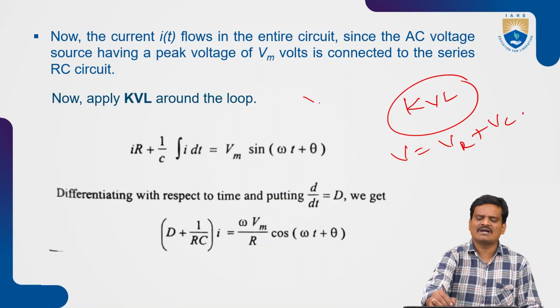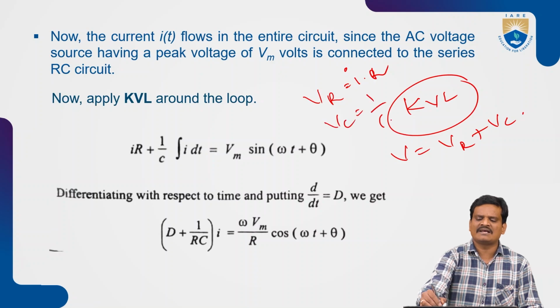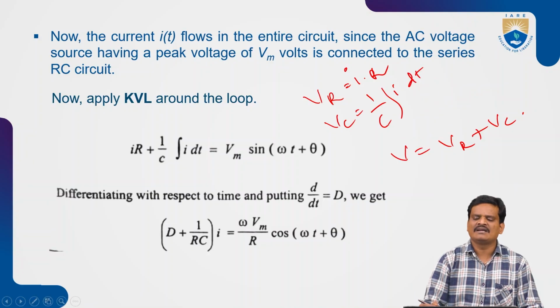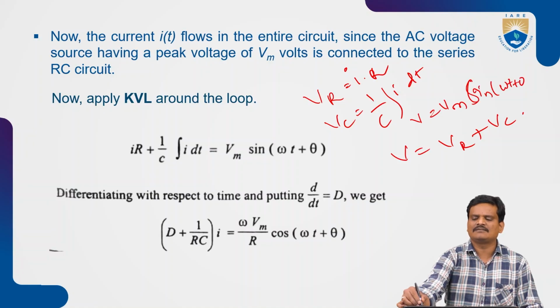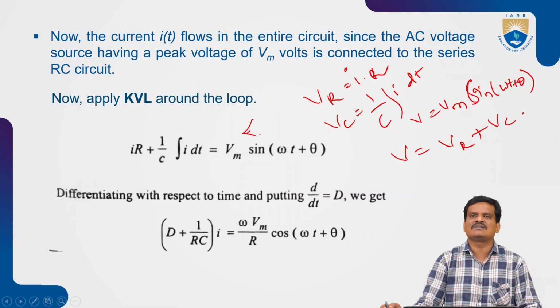As you know, the voltage across the resistor is given as the product of current and resistance, and the voltage across the capacitor is given as 1 by C integration of I dt. 1 by C integration of what? Integration of I dt. And I know the supply voltage is Vm sine of omega t plus theta. Substituting all those parameters, we will get this expression by applying KVL in the closed loop path.